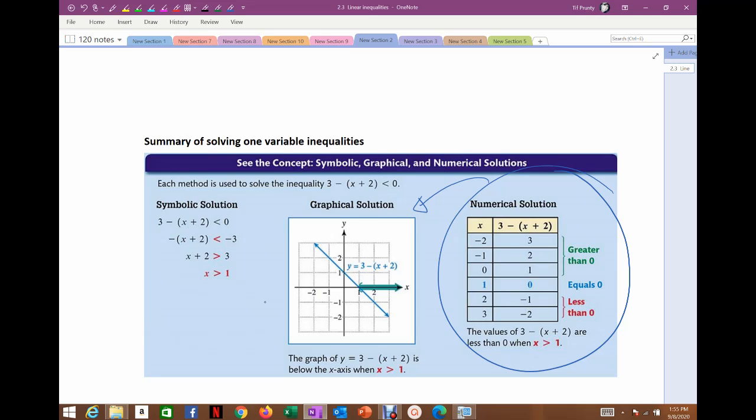So we have one more video to go over. The last thing is going to be compound inequality. So that's what we're going to get to in the next set, compound inequalities. Alright, so I'm going to stop the video there.